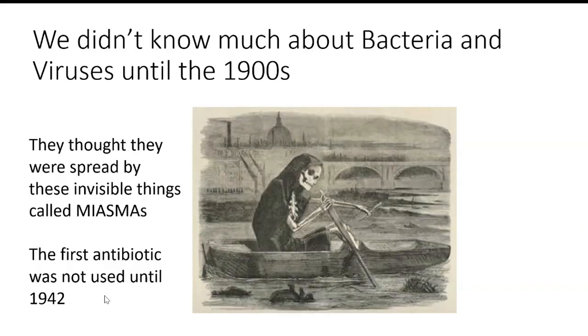Now, one important thing to know is we didn't know much about bacteria or viruses until the 1900s. That creepy picture right there is actually how we perceived our understanding of diseases. They were called miasmas, and it was thought kind of the smell of gross and filth and rotting things. That was what actually spread the diseases. It was invisible vapors and things floating through the air.